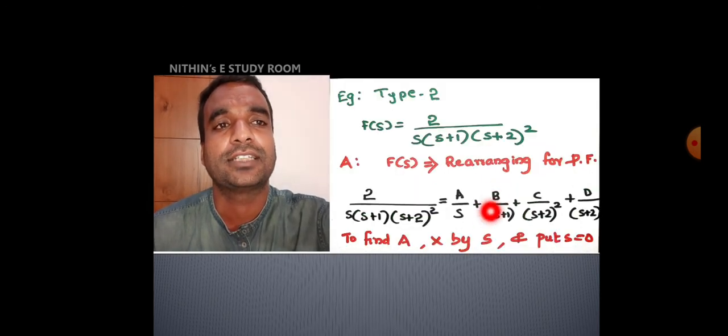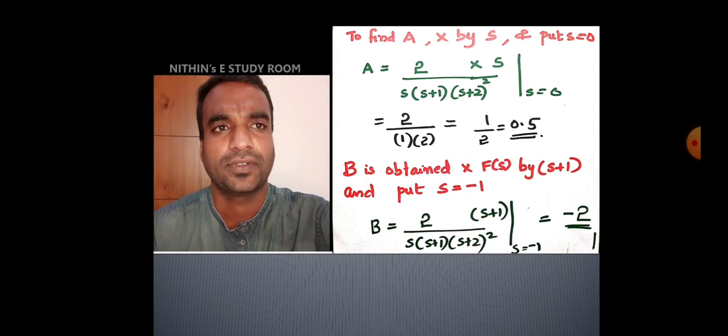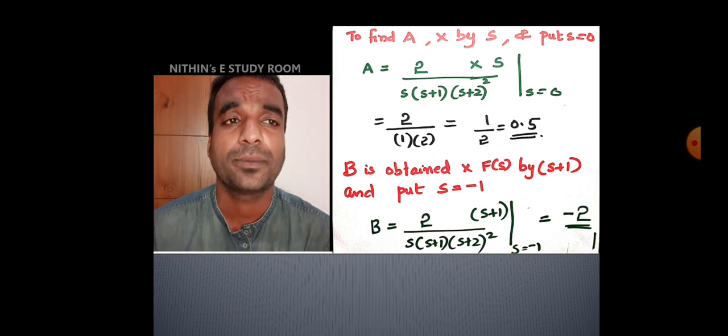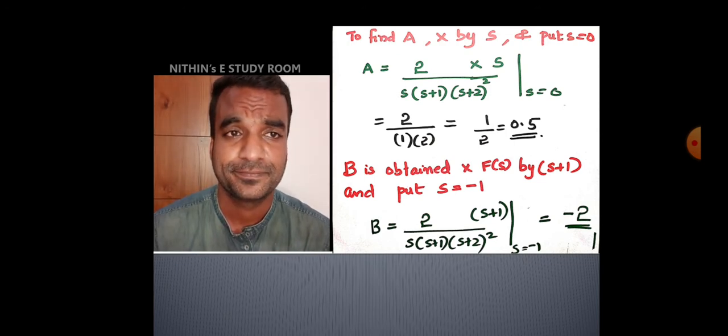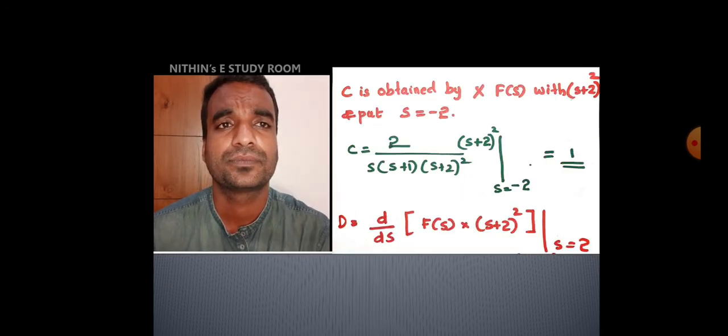Denominator of b was s plus 1, and put s is equal to minus 1. So b is equal to 2 by s into s plus 1 into s plus 2 square into s plus 1, and put s is equal to minus 1. Please solve that, you will get minus 2. For wherever s is appearing, please put s is equal to minus 1. So you will get minus 2.